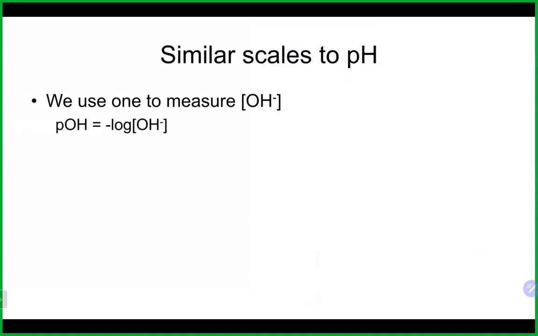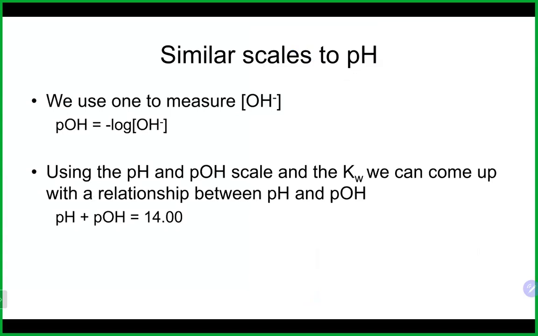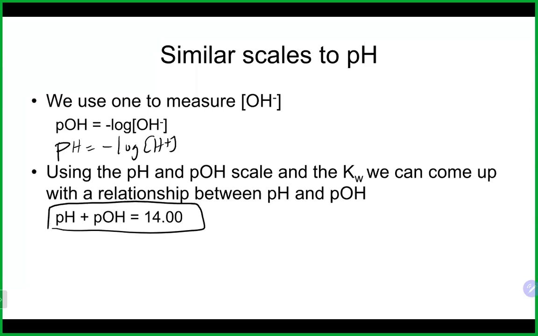All right, so we kind of jumped ahead on that last example, but there are definitely scales similar to pH, and one is the pOH scale. Much like the name implies, it uses the OH minus concentration, and that is the pOH. And again, there's a nice relationship between those things. We could add our pH in here, minus the log of the H plus. And again, our pH plus our pOH equals 14.